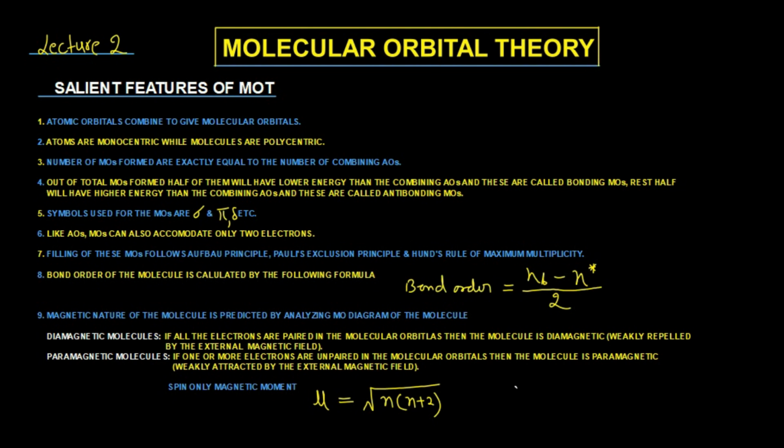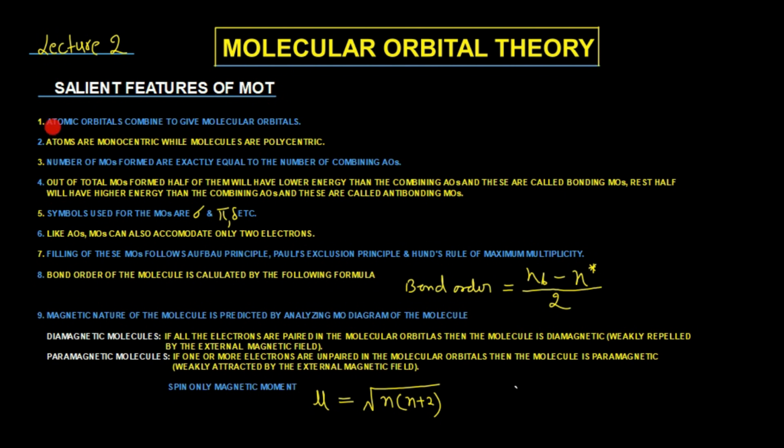So let's start molecular orbital theory, and these are the salient features. I have written these salient features in my own words, so it may be possible that you may not be able to find all these features in any particular textbook, because I have summarized all the things which are generally used in the molecular orbital theory, right?